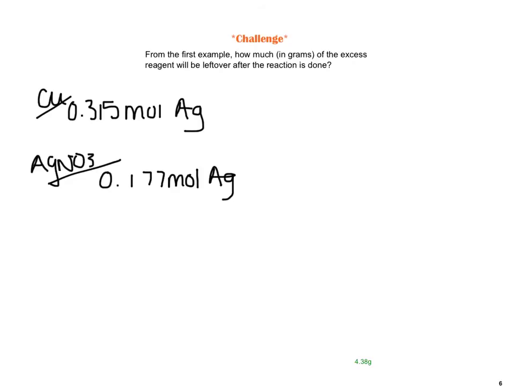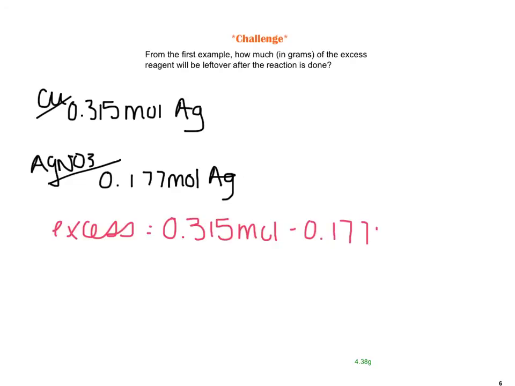Now, to figure out how much would be left over, we want to find out how much extra silver it could have made. Because copper was in excess, I'm going to find out how much excess. So, we say that the excess is equal to the larger number, so 0.315 moles minus 0.177 moles, and this is 0.138 moles. So this says that copper could have made 0.138 moles more had there been extra silver nitrate.